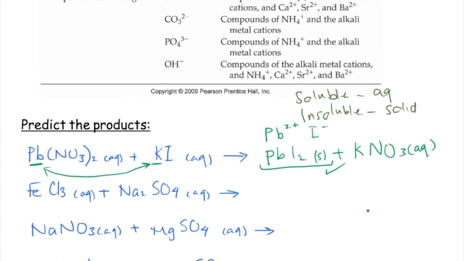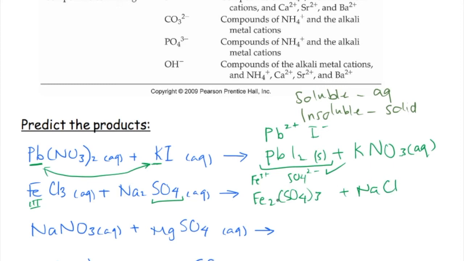Let's try again. So we have iron chloride. Is this iron 2 or iron 3? Well, it's iron 3 since the iron gave the chlorine a 3. So let's write that down here for our information. So iron 3 is going to bind to the sulfate. Iron is 3 plus. Sulfate is SO4 2 minus. We're going to crisscross. This is going to form Fe2(SO4)3 plus NaCl. And I'm not really worried about balancing reactions right now. We're just checking with the solubility rules.